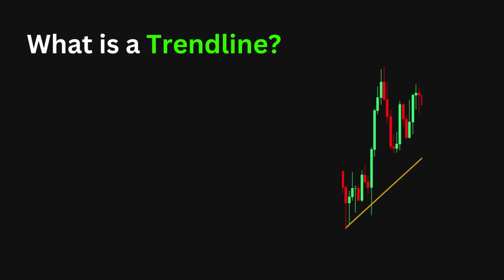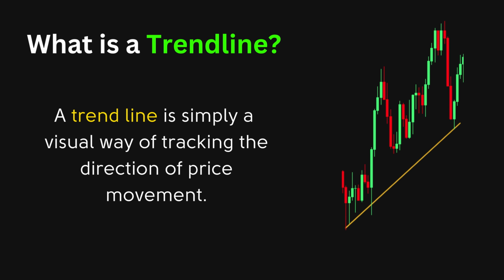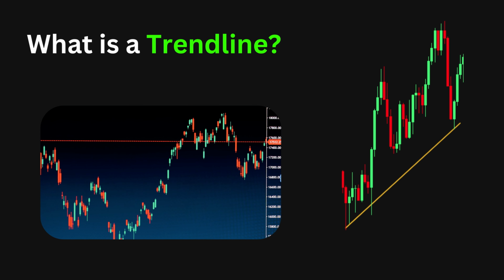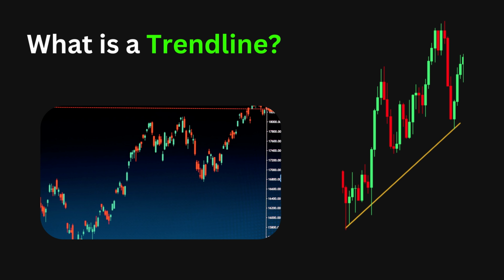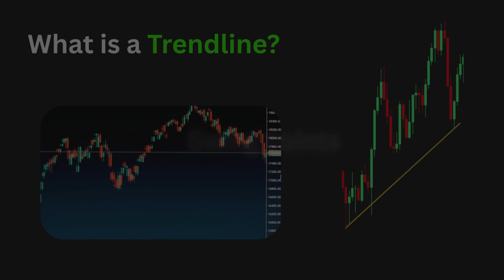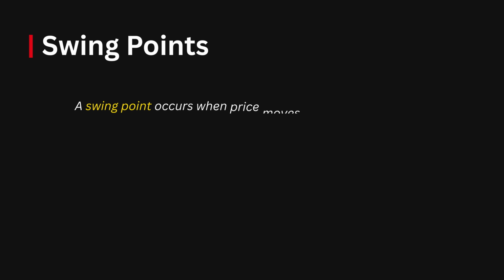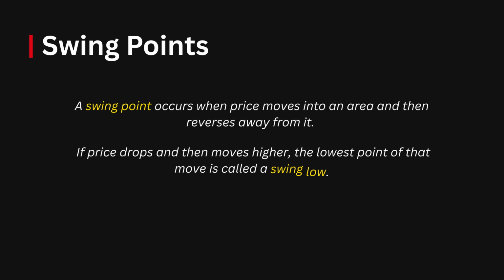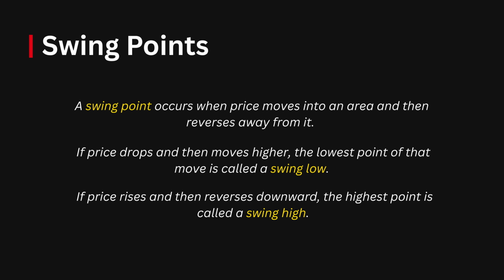At its core, a trend line is simply a visual way of tracking the direction of price movement. Markets rarely move in straight lines. Instead, they move in waves, pushing up, pulling back, pushing again, and repeating that process over and over. These waves create something called swing points. A swing point occurs when price moves into an area and then reverses away from it. If price drops and then moves higher, the lowest point of that move is called a swing low. If price rises and then reverses downward, the highest point is called a swing high.